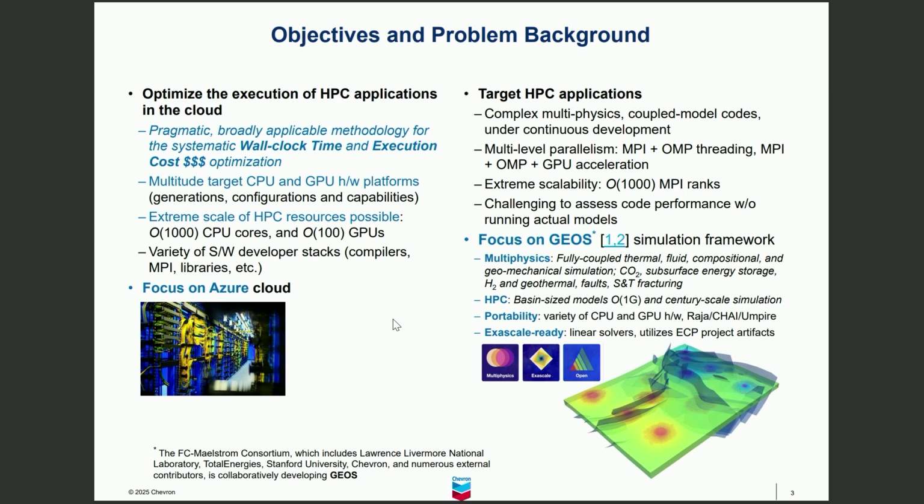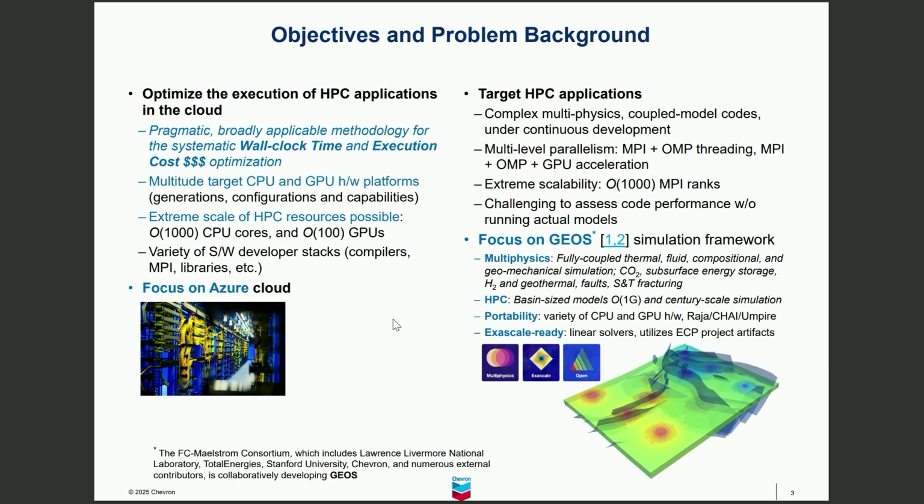The target applications are quite complex multi-physics coupled model codes that are under continuous development. This means that the developers keep adding code, changing code, adding solvers and new capabilities. So you have to keep building and testing this, and it's a very dynamically varying environment. So the challenge is to be able to build quickly, build in different ways, using different optimization methods, different compilers, different MPI stacks, etc. And of course, we have extreme scalability objectives, thousands of MPI ranks, and we'll be able to use different CPUs and GPUs.